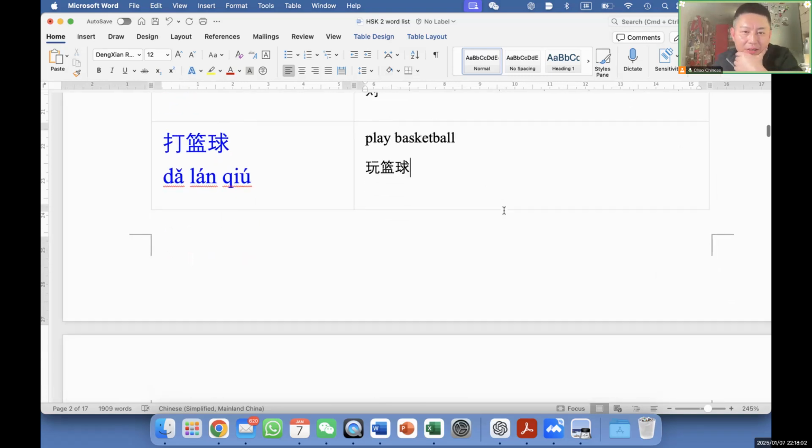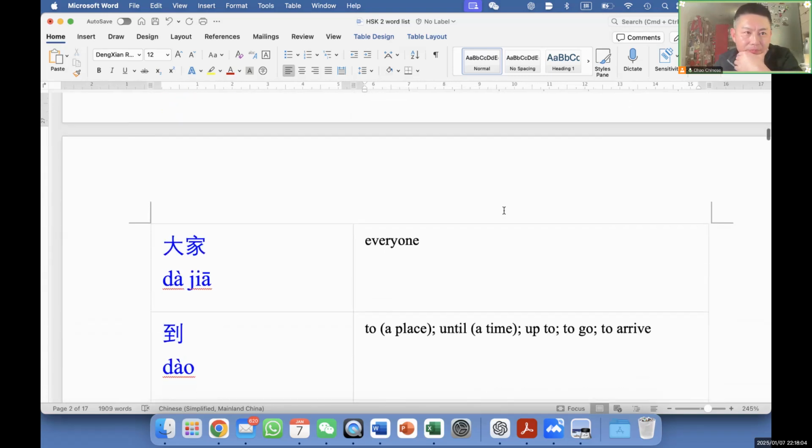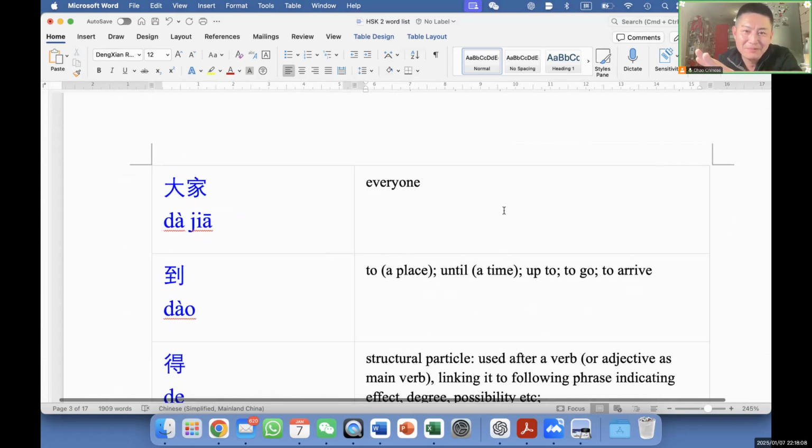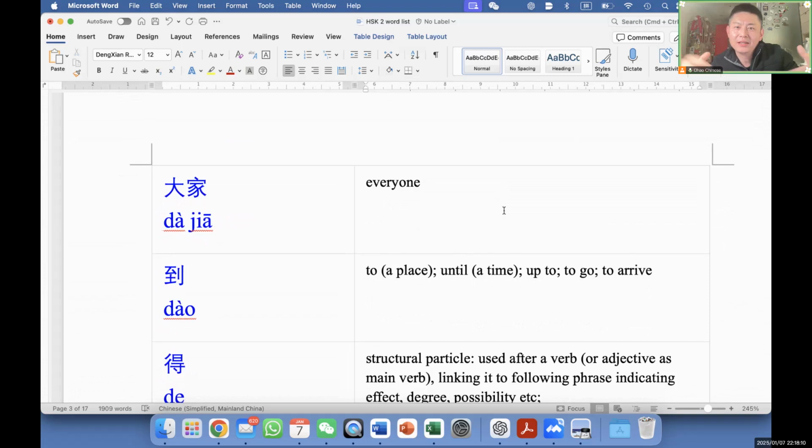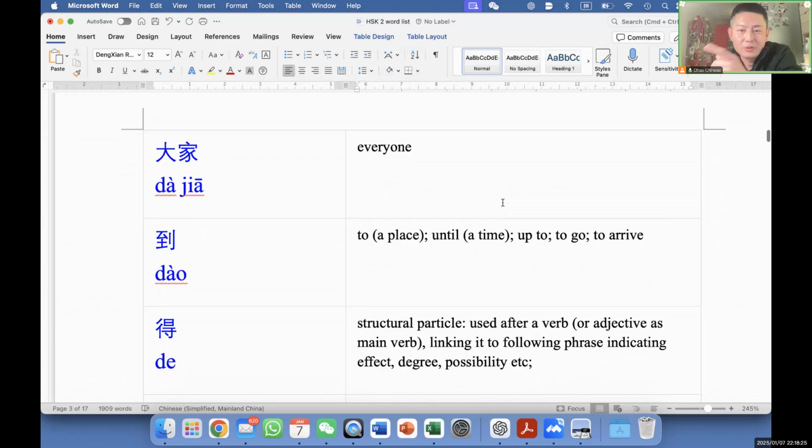Okay, now let's continue. 大家, I love this word. Big family. Hi, big family. Hi, everybody. That's 大家好. That's how you start your speech usually. 大家好. I should start doing that. 大家好，我们一起看一看 HSK2 vocabulary.